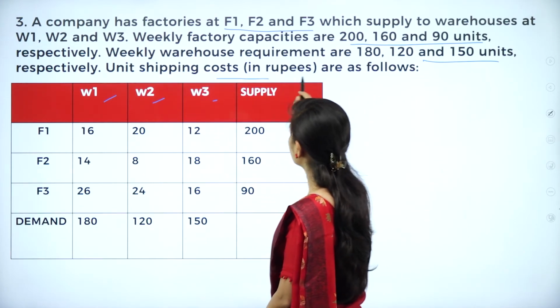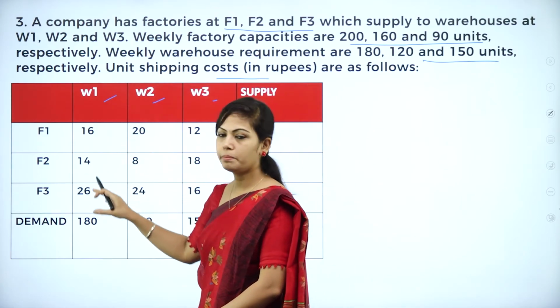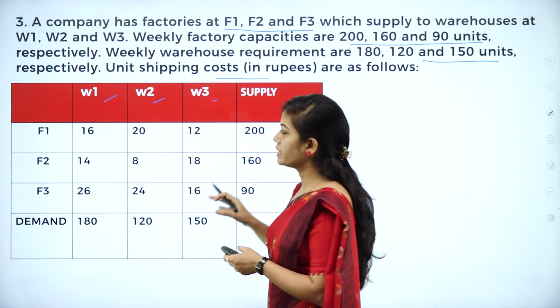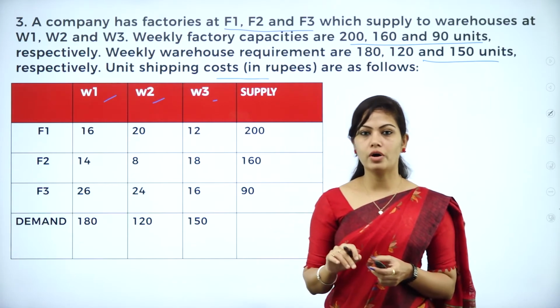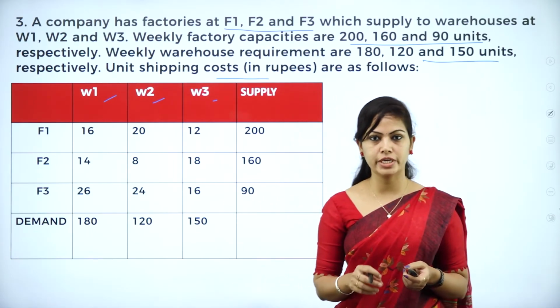Unit shipping costs in rupees are as follows. So I have mentioned the unit shipping costs here. You have to solve this by the northwest corner method. So in this problem also you have to find the least transportation cost.